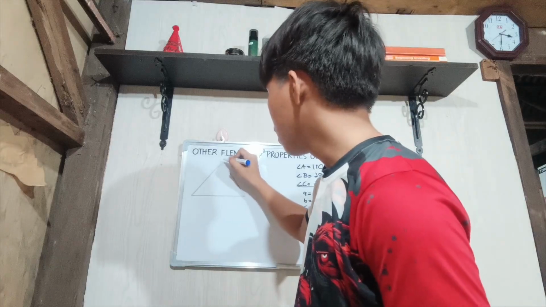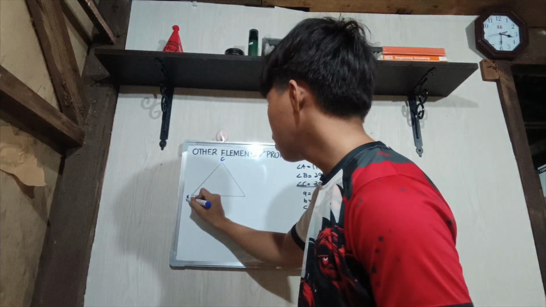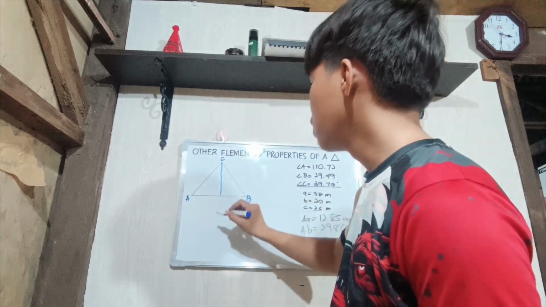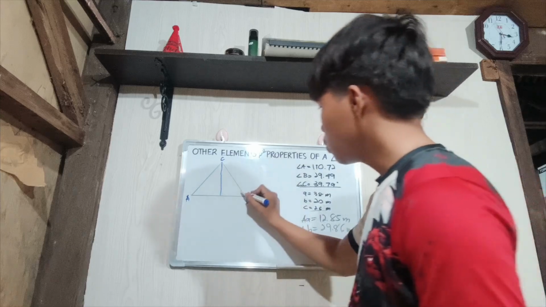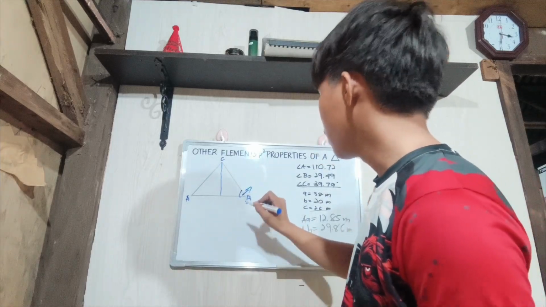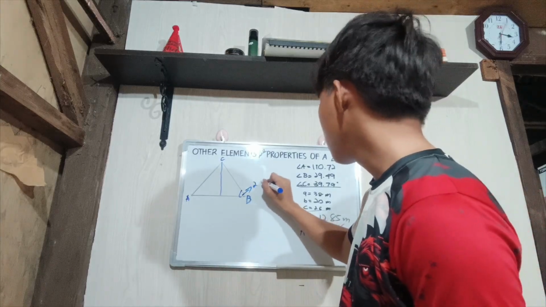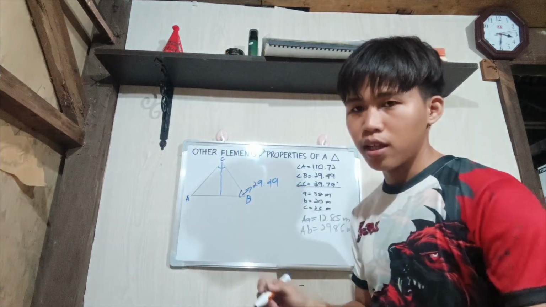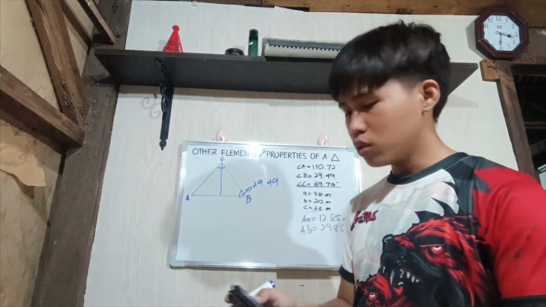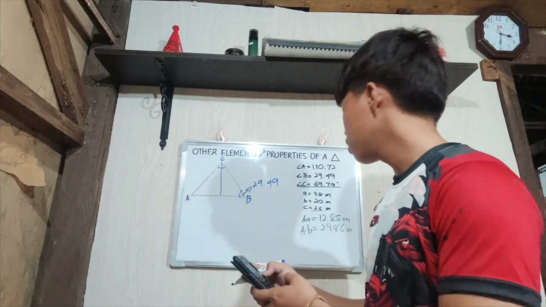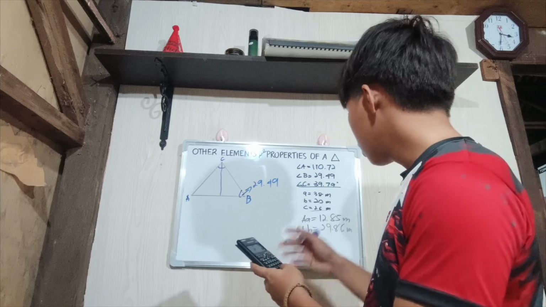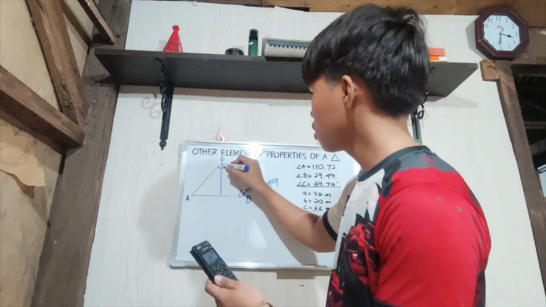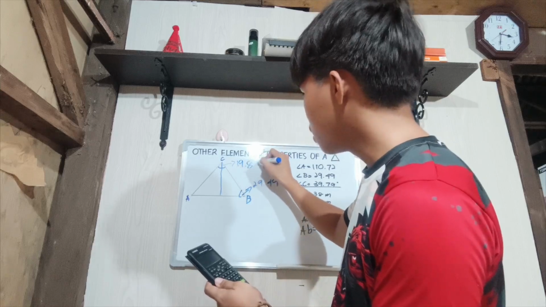So angle C. Now we're going to draw a line here. This means that it is the angle bisector C. So since we have the given angle B, our angle B is 29.49. Then our angle C is 39.79. So we're going to divide it by 2 since it is an angle bisector. So 39.79 divided by 2 is equal to 19.895.